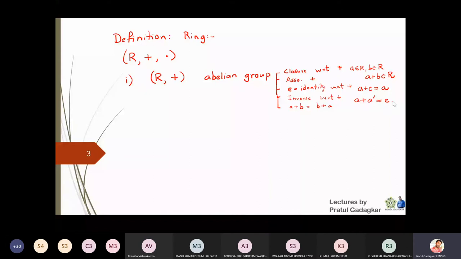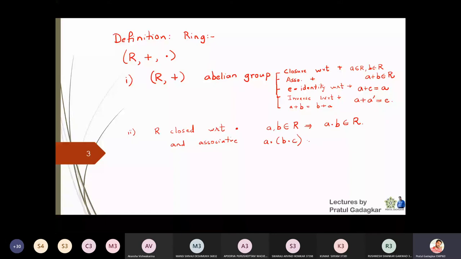The second thing that you have to check for the ring is that this R must be closed with respect to the second operation. So the closure must hold with respect to the second operation. Means if A and B belong to R, then A dot B must also belong to R. This is the next important thing. The third is that it should also be associative. And associative means (A dot B) dot C must be equal to A dot (B dot C).